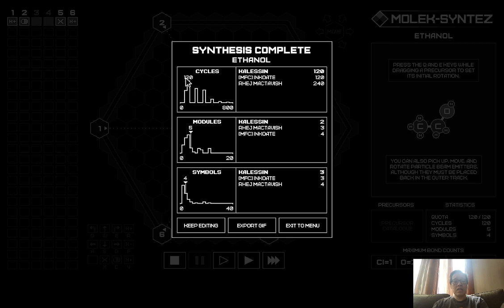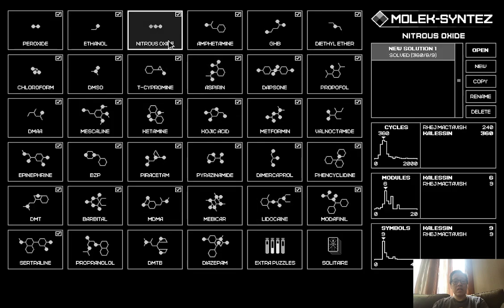And again, 120 cycles, and it looks like some people managed 60, so they did it with two molecules, which seems weird because I don't think they would have the operations for that, but who knows? Maybe they figured something out. 2 is my best score, 5 modules right now. Yeah, I don't know what modules are per se. But anyway, my best is 3, but I got 4 symbols, which is again up here. Okay, exit. So let's do nitrous dioxide.